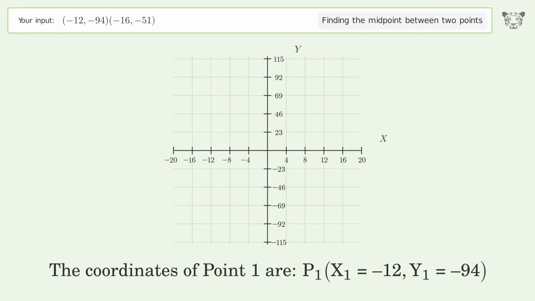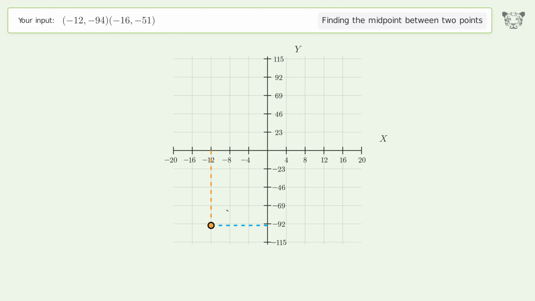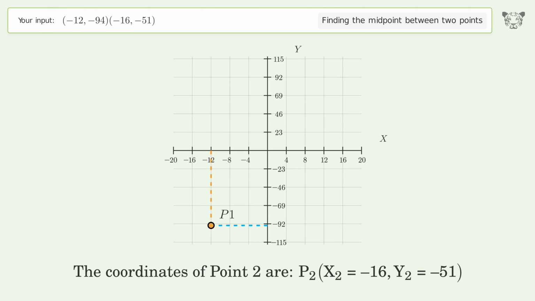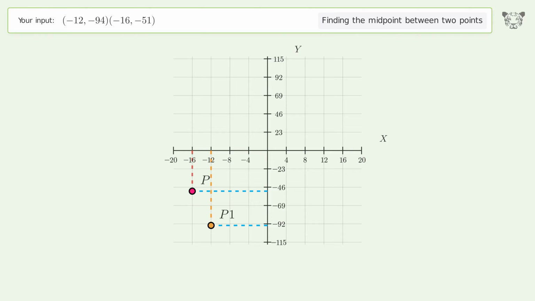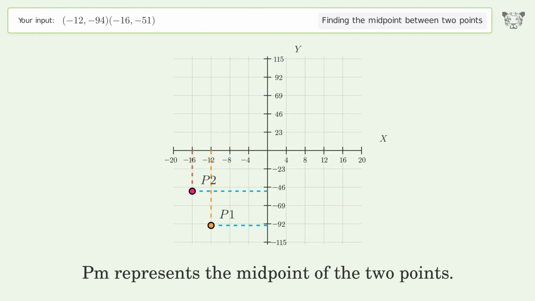The coordinates of point 1 are, x1 equals -12, y1 equals -94. The coordinates of point 2 are, x2 equals -16, y2 equals -51. PM represents the midpoint of the 2 points.